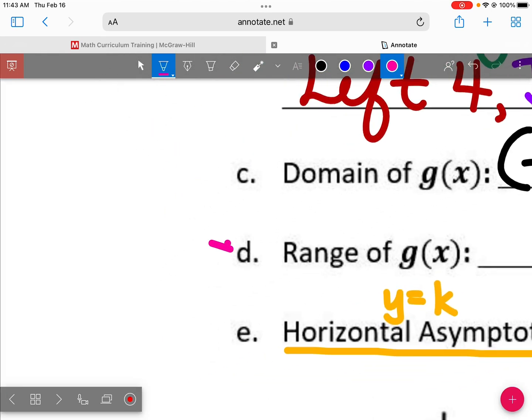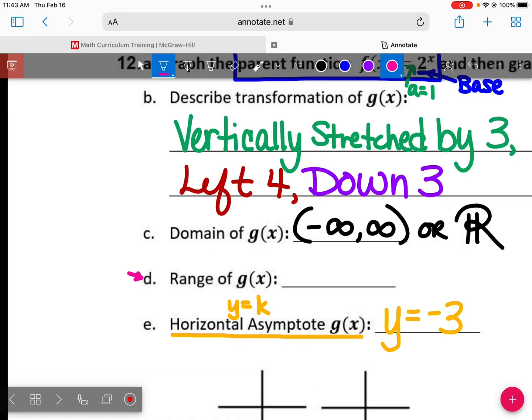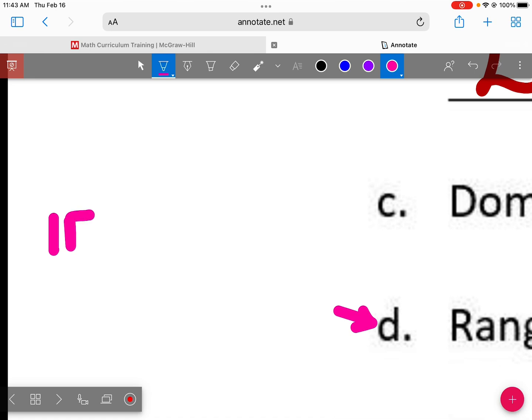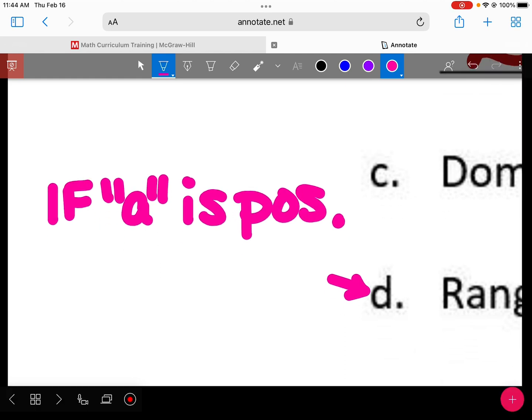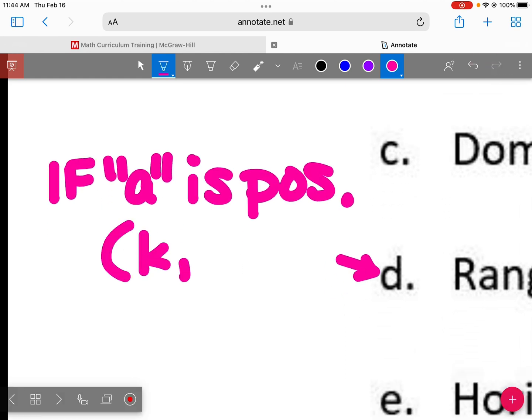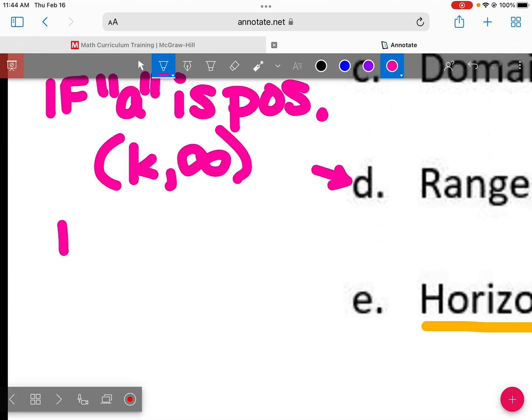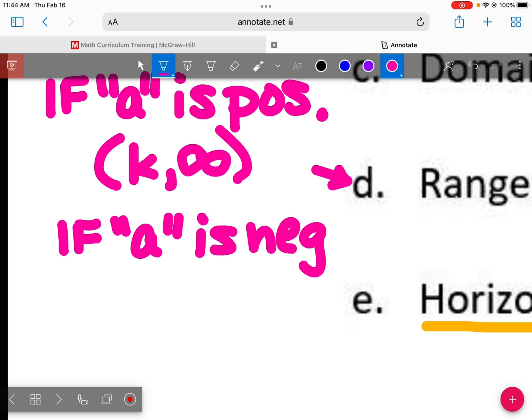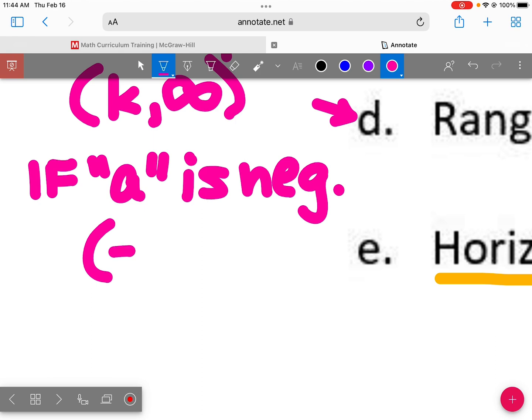For the range, we've talked about ways that we can write the range even when we can't see the graph. If A is positive, then my range will be k to infinity. And if A is negative, then my range will be -infinity to k.